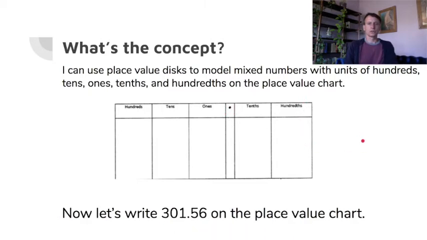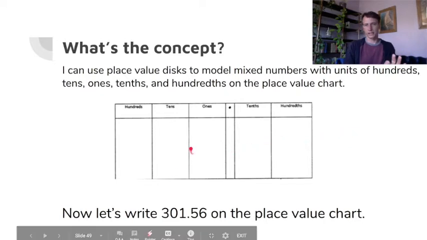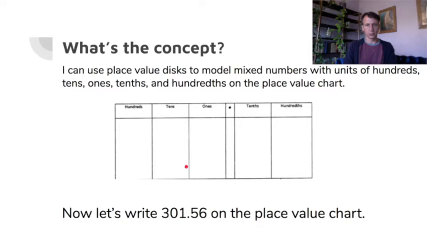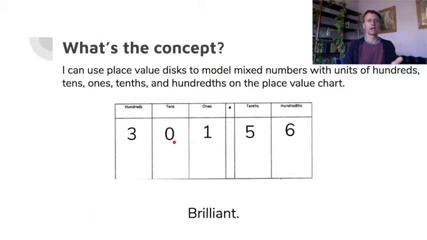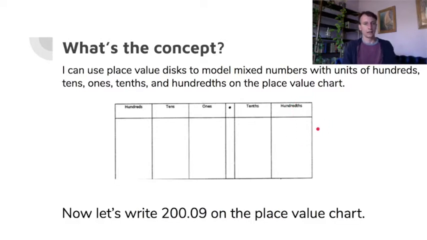Now I'm going to give you another number. I'm just going to read the way it's written, 301.56. Well, put this on the place value chart. It's pretty easy. We just transpose the numbers, right? So now let's read it, though. 301 and 56, where are we? Hundredths. Excellent.